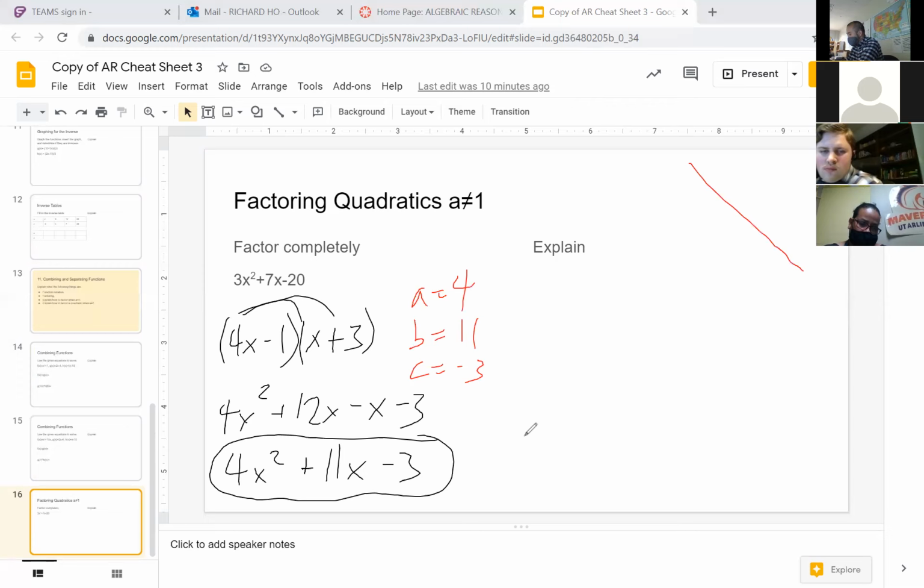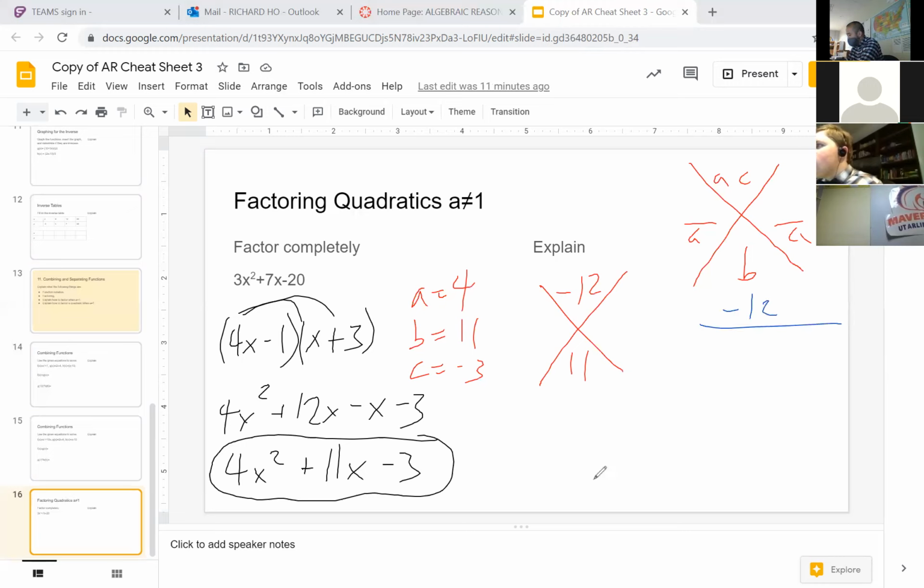So here's how that works. Remember, it's AC, this is divided by A, this is divided by A, and then this is B down here. So when you do this one, it's going to be negative 12, and then 11 down here. So now we're looking for factors of negative 12.